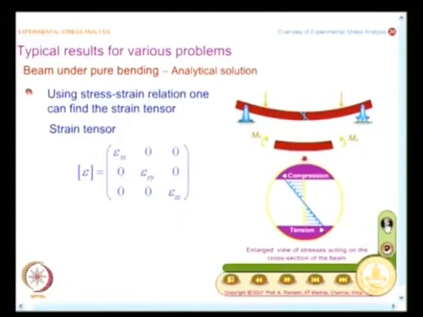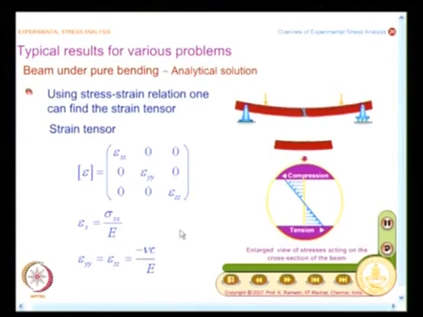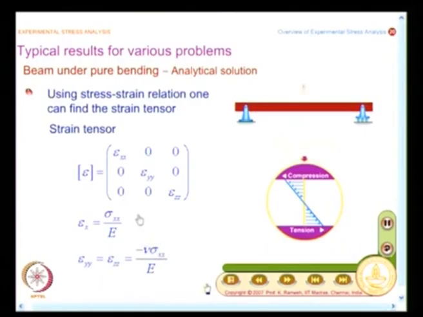What many people may ignore is the effect of Poisson's ratio. They may ignore the presence of epsilon yy and epsilon zz. You have to be very careful about that. There is a possibility that you may ignore the presence of these two strain components. So, you have a stress tensor which gives you a uniaxial state of stress. On the other hand, when I go to the strain tensor, I have a triaxial state of strain.